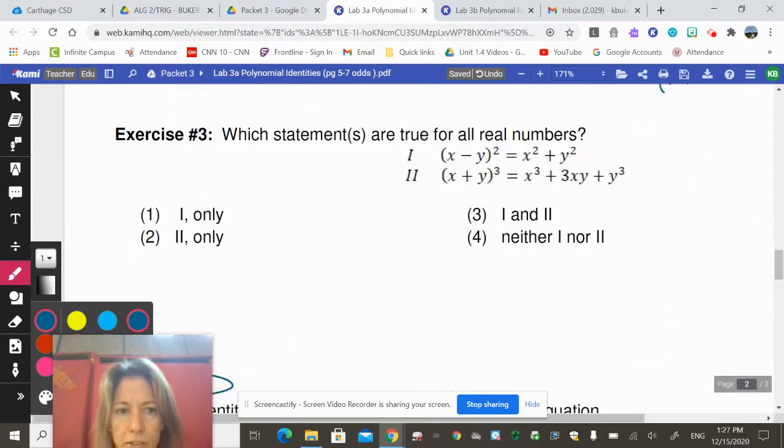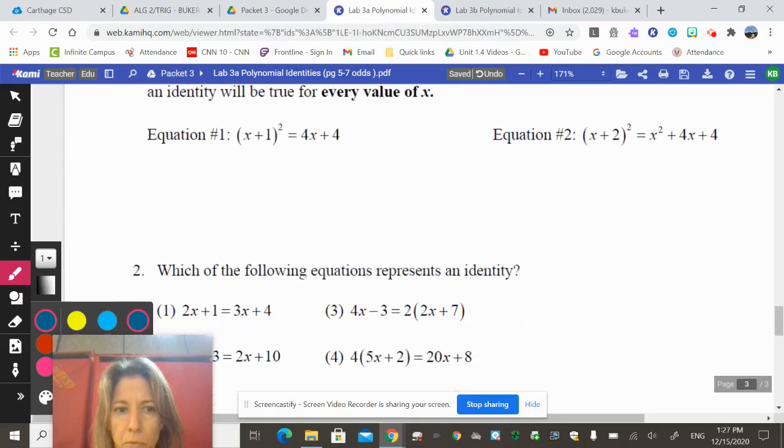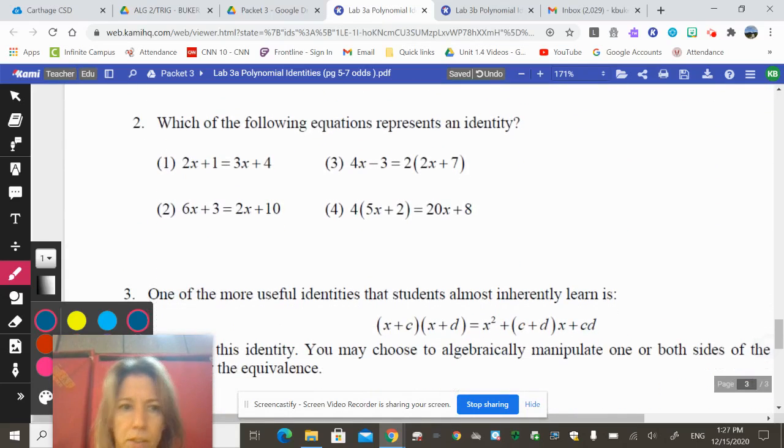So you still have to finish exercise 4. That's part of your homework. Number 1 should be finished. Number 2 is homework. This should be an easy question. You're just looking for the equation that's always true, because an identity is an equation that's always true.